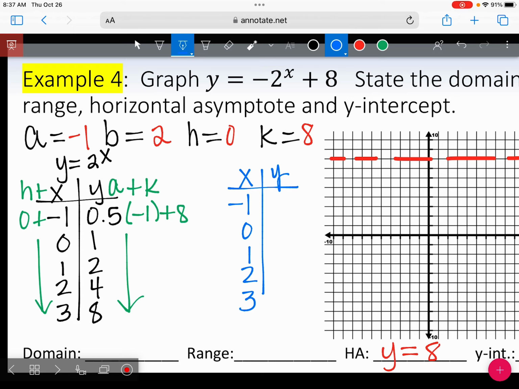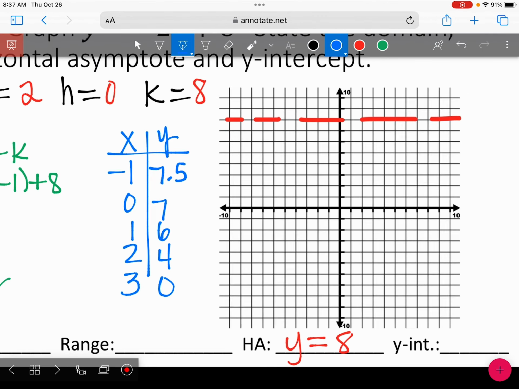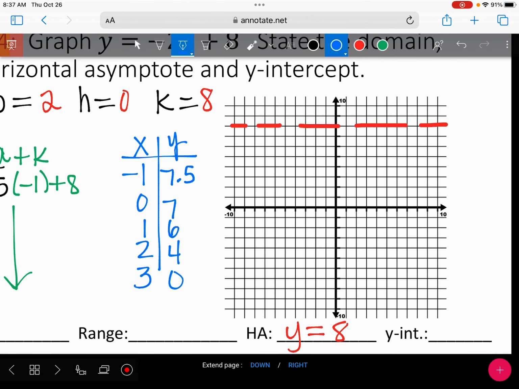Okay, so let's see. I'm going to start at the bottom. Okay, 8 times -1. Okay, so this is 0. 4 times -1 is -4. -4 plus 8 is 4. -2 plus 8 is 6. -1 plus 8 is 7. 7.5. All right, so let's go ahead and plot these points. So all of these points are under the asymptote.